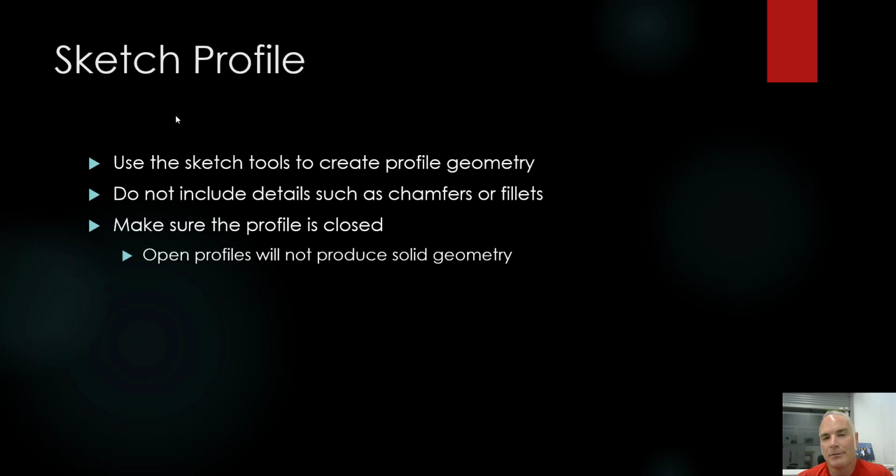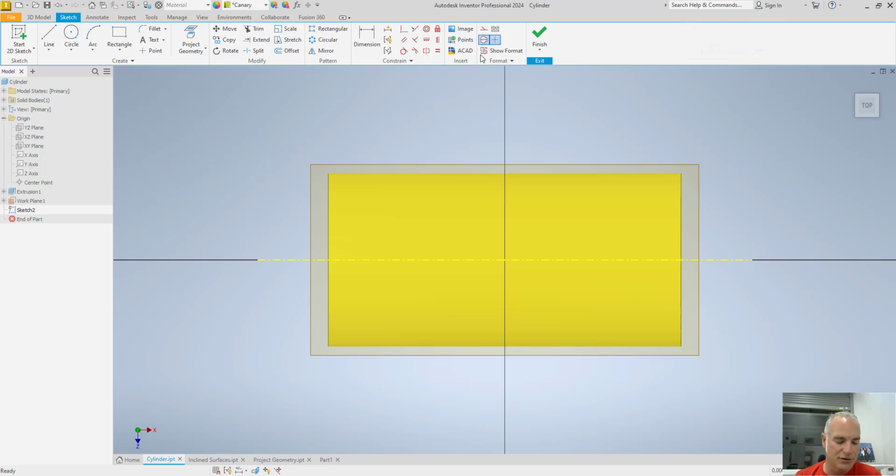The next thing that you'll want to do is to create your sketch profile. So create your geometry approximately the correct size and shape. You can use any of the sketch tools that you need, but you want to not include things like fillets and chamfers. Those will be put in as placed features later. And then finally, you want to make sure that your profile is closed, because remember, open profiles don't produce solid geometry. They only produce surface geometry.